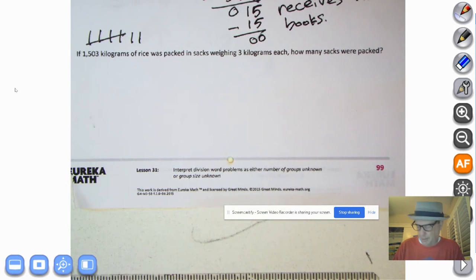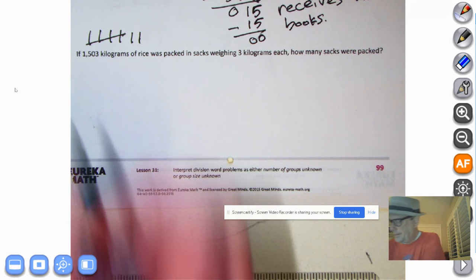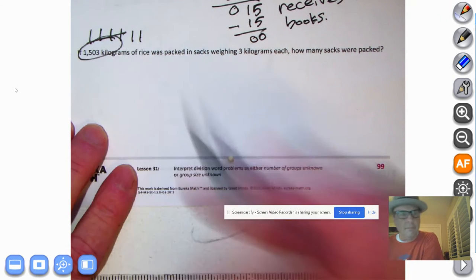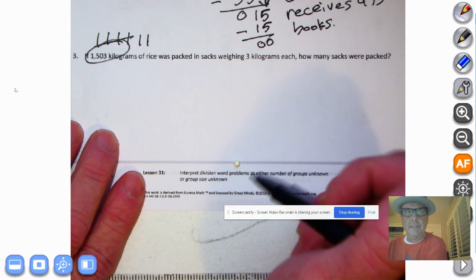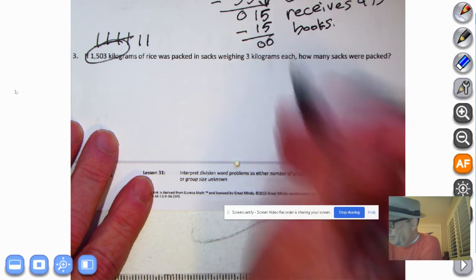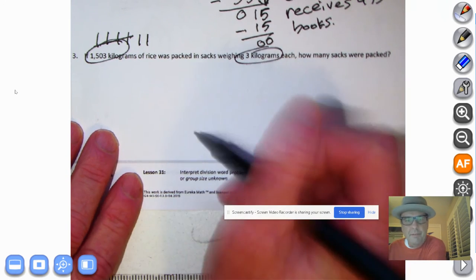All right, let's take a look at this problem. 1,503 kilograms of rice was packed in sacks weighing 3 kilograms each. How many sacks were packed? Say that 10 times fast. So there's our amount of rice, kilograms of rice, 1,503. We're making a bunch of bags, 3 kilograms each.